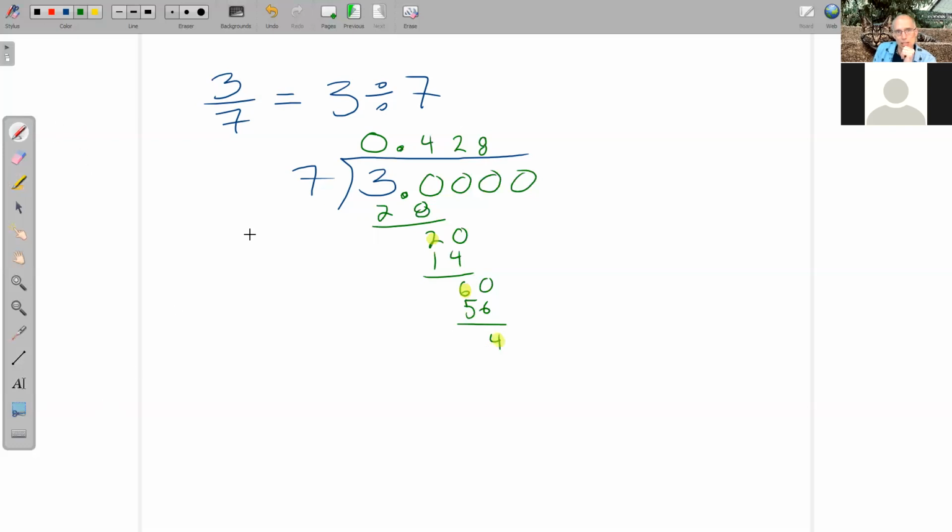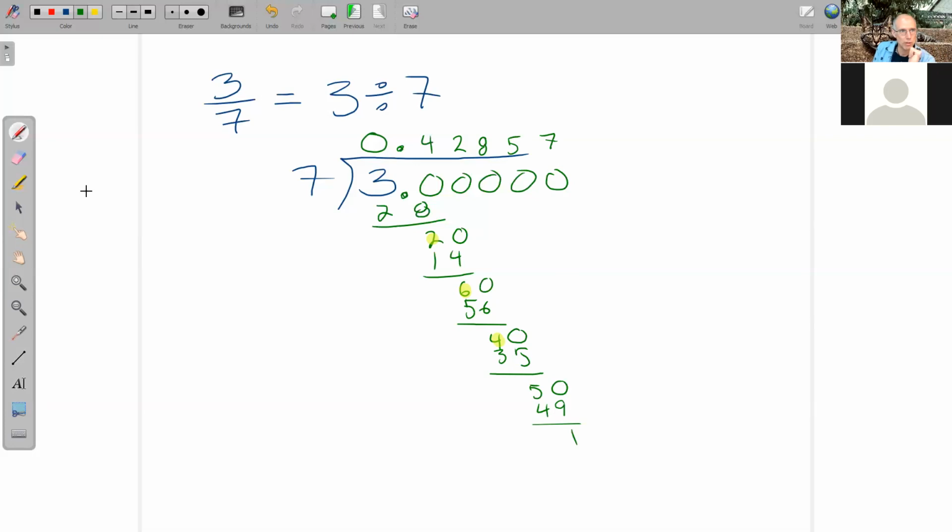So no repeat yet. For 7, remainders can be 0, 1, 2, 3, 4, 5, or 6. Those are the only possible remainders. If it's 0, we're done. I'm assuming we're not going to be done here. Bring down the 0. So 1, 2, 3, I have 4 zeros, and if it doesn't end here, I need more. What, 5 times? 5 times 7 is 35. I need another 0. Bring it down. Ooh, so close. 7 times 7 is 49. Didn't quite make it.